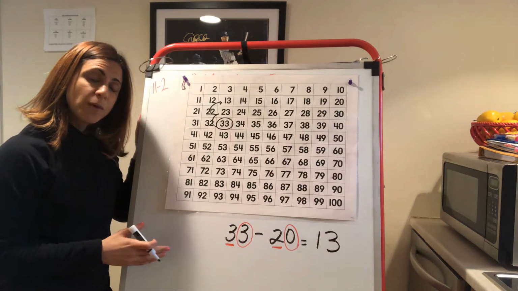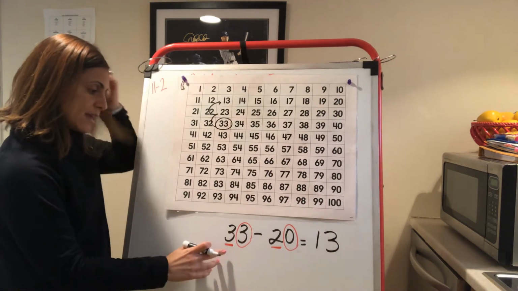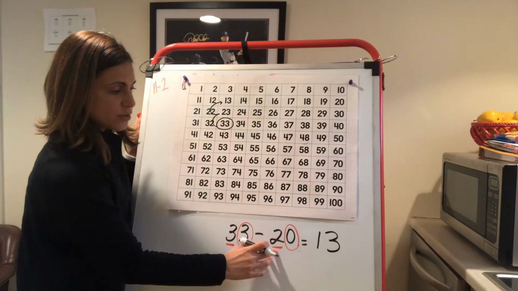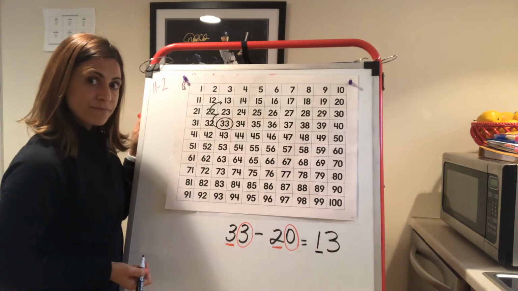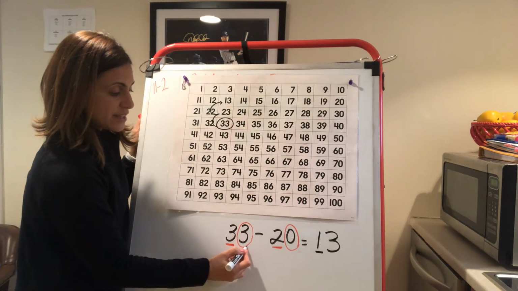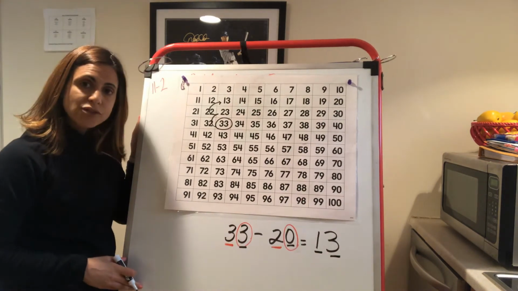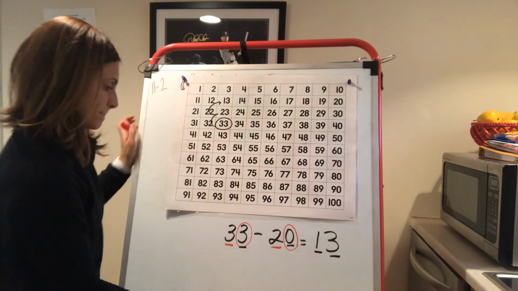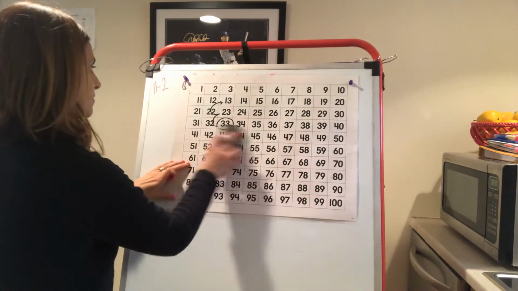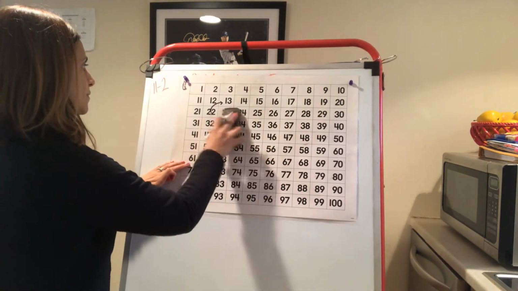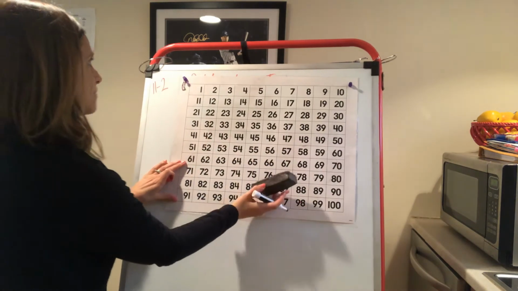If you want to check your work, if you're trying to do this in your brain, you know 3 tens minus 2 tens is 1 ten. And our ones are going to stay the same. 3 take away 0 is 3. So 13 is the correct answer. Okay. Next one.